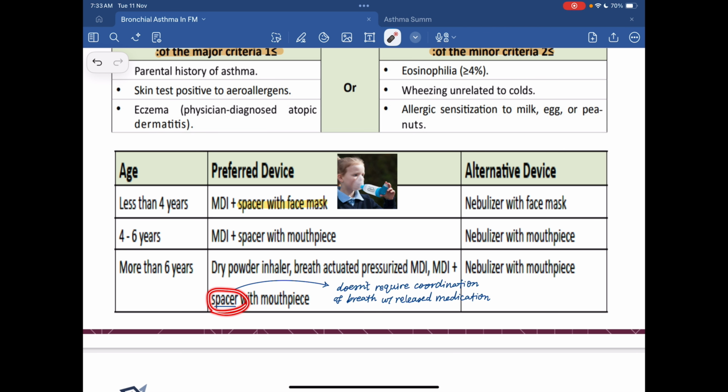spacer هنا الهدف منه مو عشان يعني اللنج صغيرة زي اللي قبل، هنا مو زي airways صغيرة هنا because it doesn't require coordination of breath with the released medication. يعني حتى تكون نضغط الزبع على طول. هنا إذا الطفل كان يعني واجه صعوبة في هذا الشيء نعطيه السبيسر. وإذا كان يبدأ no alternative nebulizer with mouthpiece لأنه خلاص you're big.